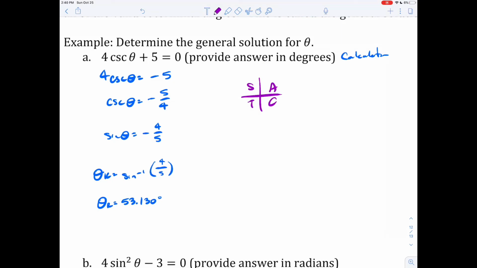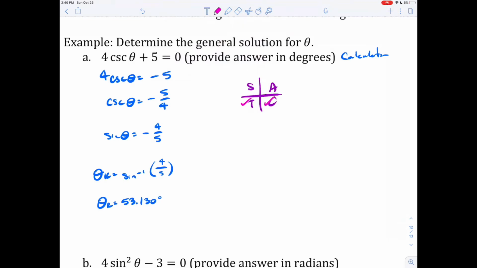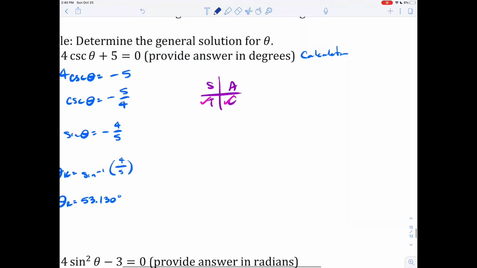The sine of theta was negative. So quadrants 3 and 4. In quadrant 3, 53.130 degrees is related to 233.130 degrees. And in quadrant 4, 360 minus that is 306.870 degrees. So those are our answers from 0 to 360.